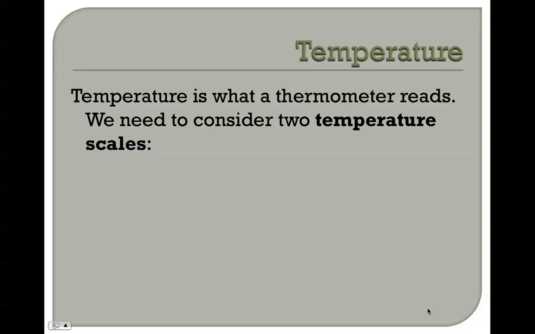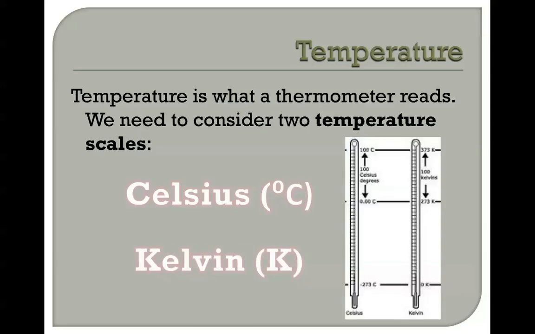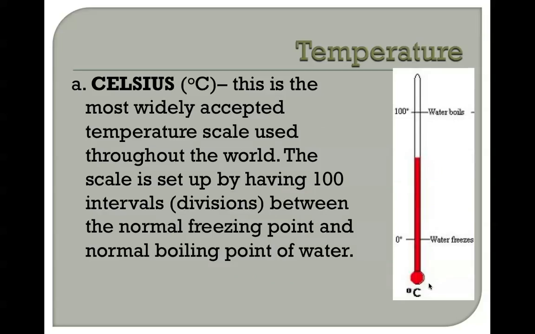We need to consider two scales. We have both the Celsius scale that we use in chemistry and the Kelvin scale. These are related in terms of the increments, but various points do change, which we'll mention in just a moment. Celsius is probably the most widely used scale throughout the world. It's set up by having 100 intervals between the normal freezing point and normal boiling point of water. So it's based on the freezing point and boiling point of water, between 0 and 100 degrees Celsius.